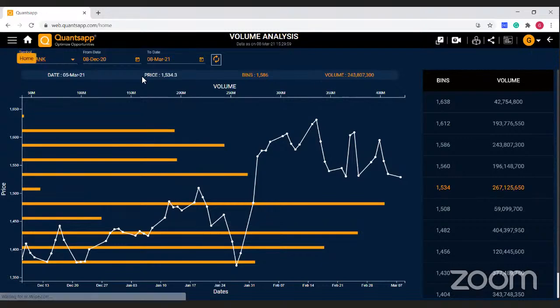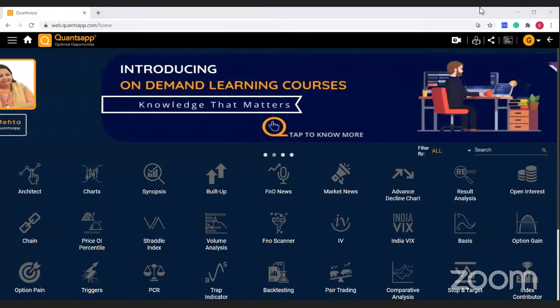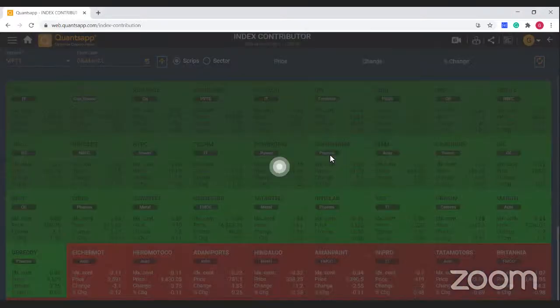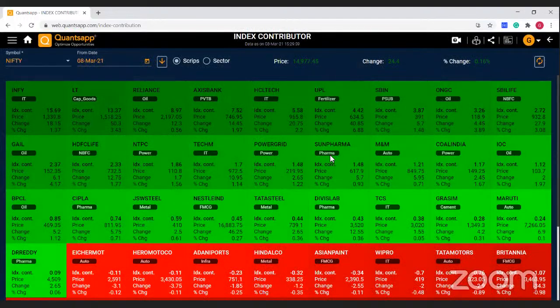Now we are moving to the last tool of our day, that is index contributor. This is not a data analysis tool, but more of providing information on what is really happening in the Nifty and Bank Nifty, and how the constituents of these indices contribute. If there are 50 stocks in Nifty, how all those stocks are contributing to it, and likewise for the stocks in Bank Nifty.